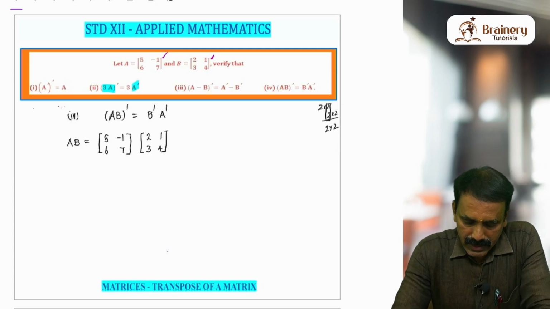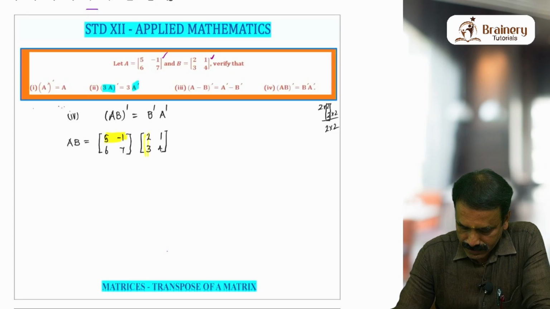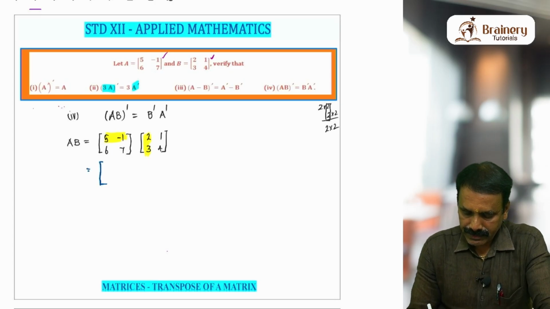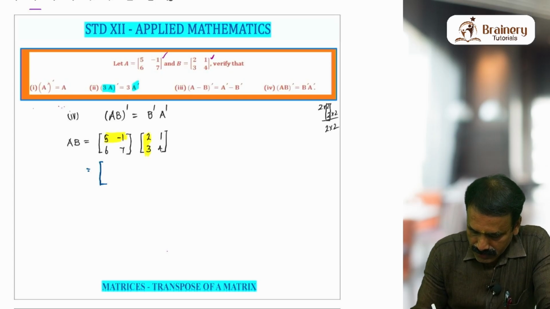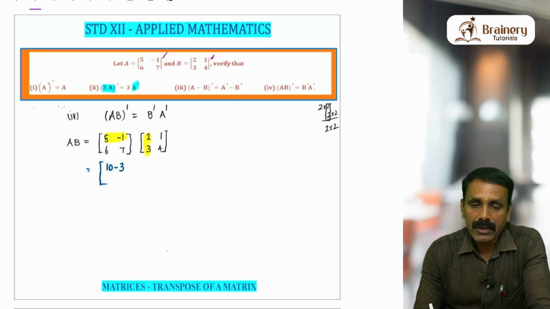As usual. Okay. We have to multiply the first row with the first column first. In the first row we are having 2 elements. In the first column we have 2 elements. So we multiply the first element with the first element plus the second element with the second element. So we multiply 5 into 2, 10, minus 1 into 3, minus 3. So I multiplied the first row elements with the first column elements.